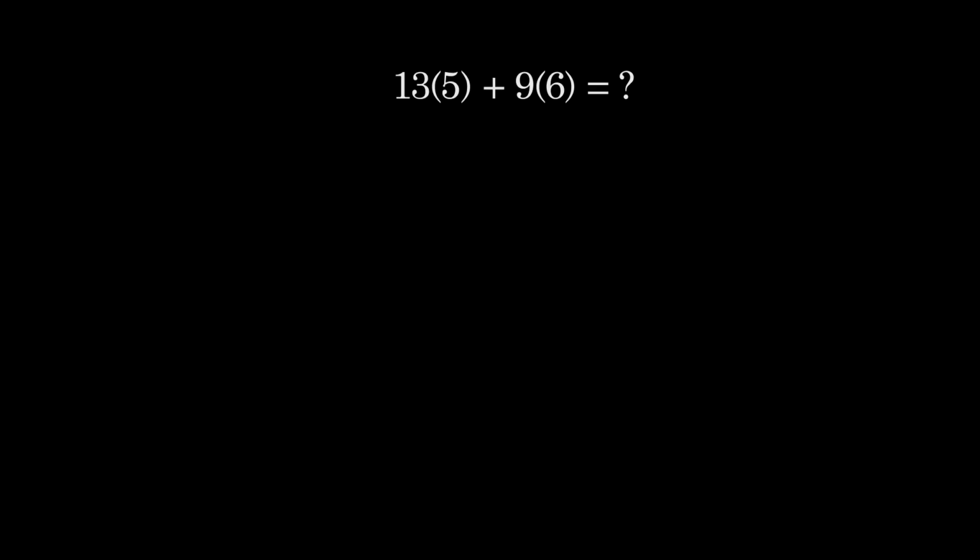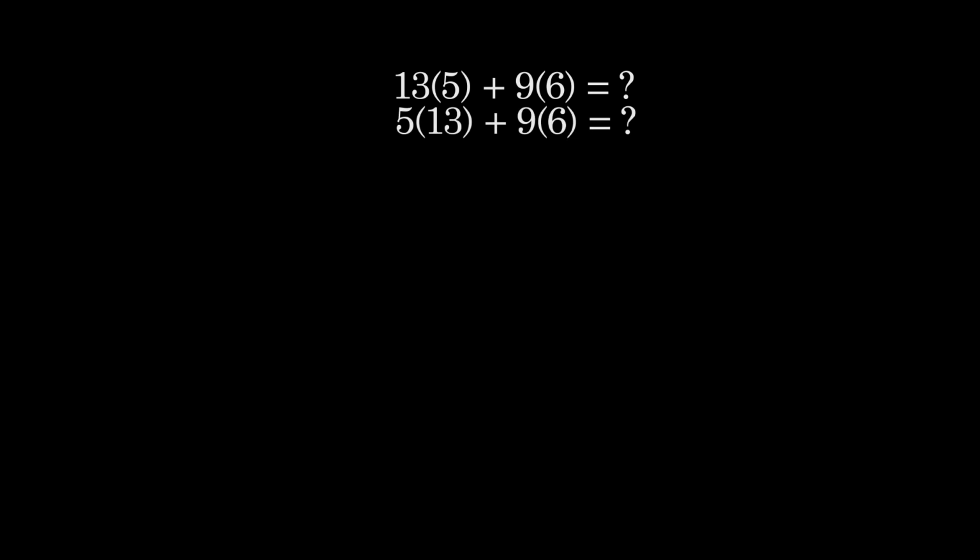13 times 5 is 65, and 9 times 6 is 54. Add those together, and we're looking at 119. That's the same number as before. What are the odds? But we can go even further. Suppose that I don't like multiplying by 13. And to be honest, I really don't like multiplying by 13. So when we're at 13(5) plus 9(6), I can leverage the fact that distribution lets me treat parentheses as implicit multiplication to reverse the 13 and 5 and treat it as 5 factored out of 13.